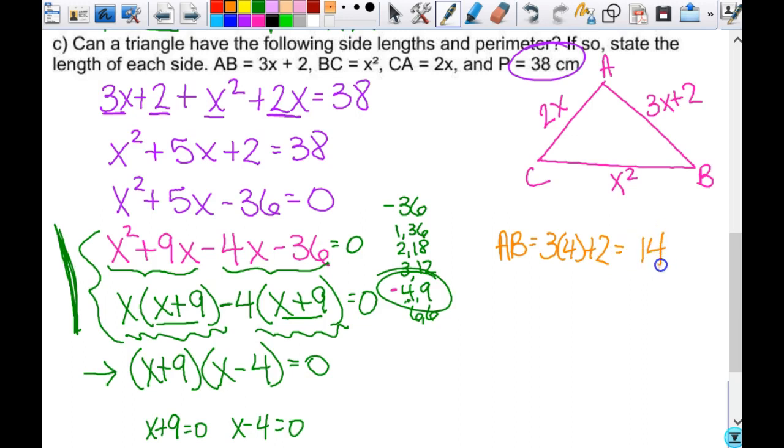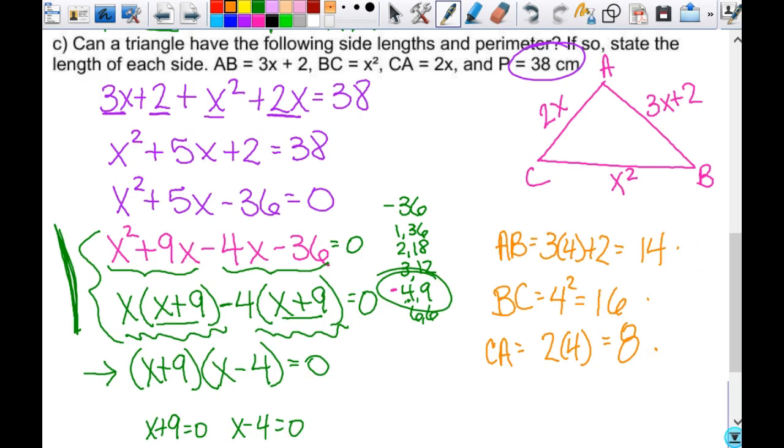14. Okay? And then the length of BC was next, so that's going to be 4 squared. What's that? 16. And then the length of CA is going to be 2 times 4, which is 8. Is there a way for me to check myself? What should all three of these numbers add up to give me? 38. Okay. Do they? Yes.